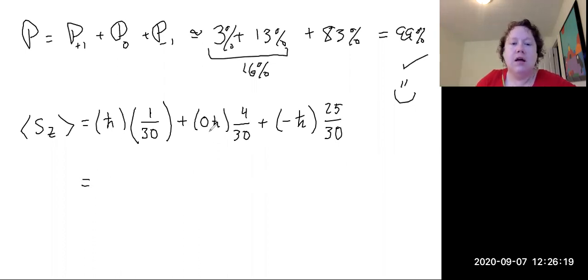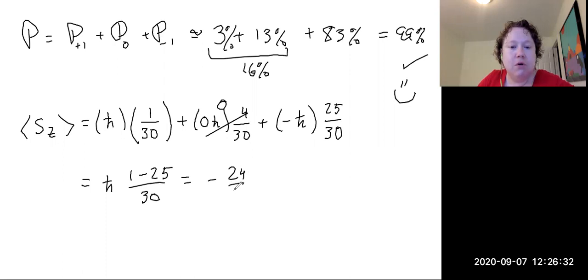This one happily is just 0, for which there is much rejoicing. And I get h bar times 1 minus 25 over 30, or minus 24 over 30 h bar, which is equal to minus 4/5 h bar.